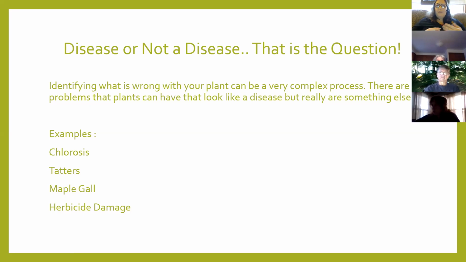Tatters. Maybe you've heard of oak tatters, and that can be mistaken for a disease or insect damage. There's not really a known cause for it, but a lot of younger leaves will start looking twisted, like they've been chewed up. Eventually the tree will grow out of it and develop new leaves, and those new leaves will look fine and normal. So it's a very interesting thing that can look like disease but isn't.